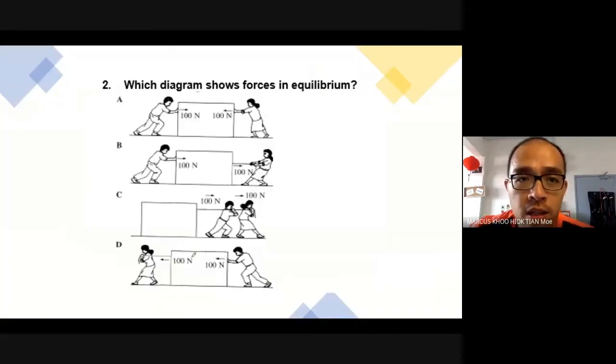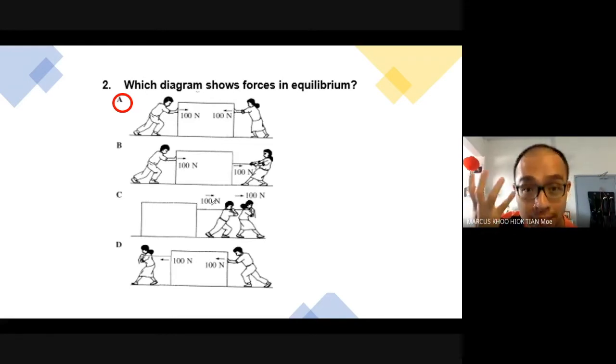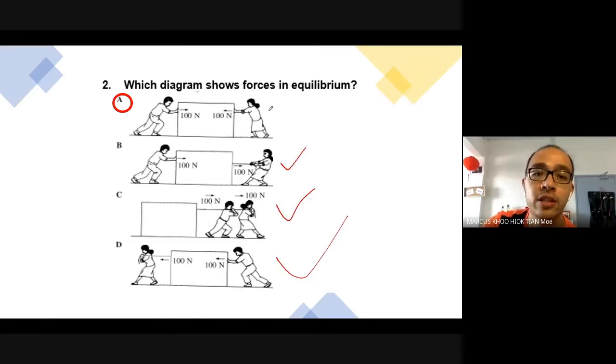Number 2, which diagram shows forces in equilibrium? It's situation A, situation B, situation C, situation D. Which one is it? Damir. Yes, it's A. A is equilibrium. Everything else, there is a resultant force, which is not zero. So these situations have acceleration, acceleration, acceleration. This one has no acceleration. When there's no acceleration, then the forces are in equilibrium. Good.